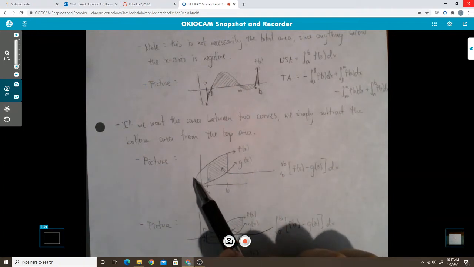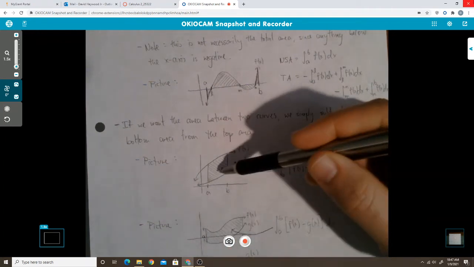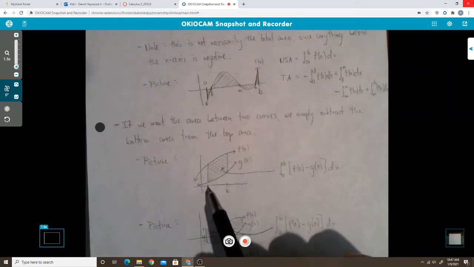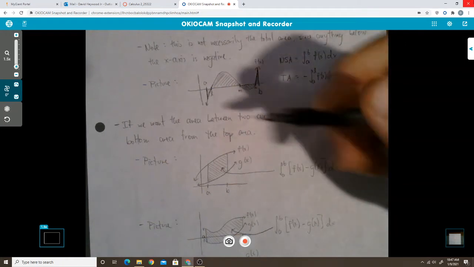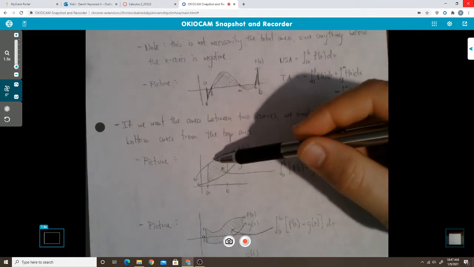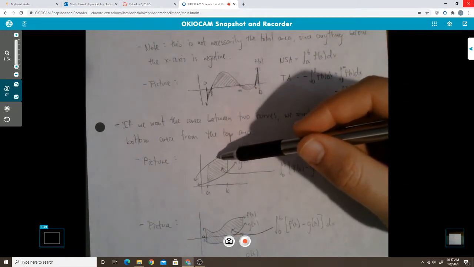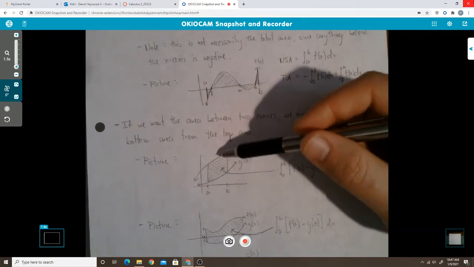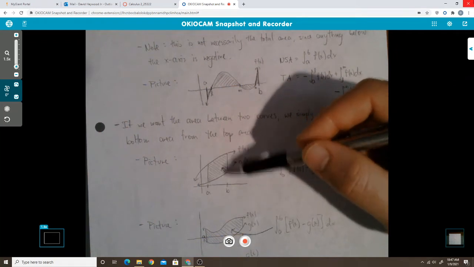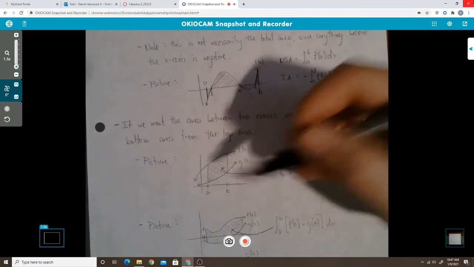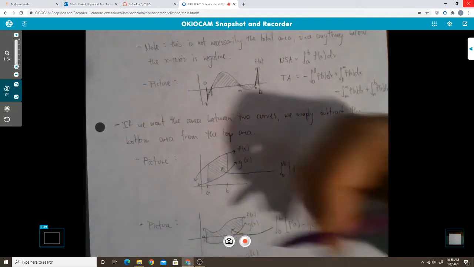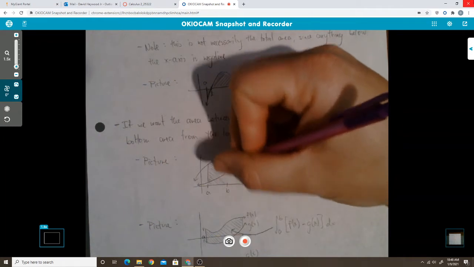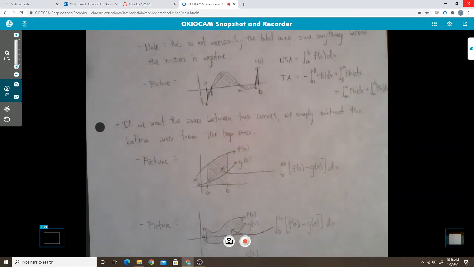Imagine that you've got these two functions, f of x and g of x, and that you're interested in finding the area between those two curves over the interval from a to b. Well, we could find the area between the curve of f of x and the x-axis over the interval from a to b just by integrating. We just integrate from a to b f of x dx. And that'll give us this entire area going all the way down to the x-axis. It'll give us all of that.